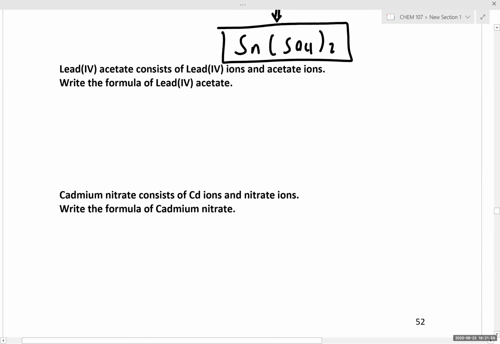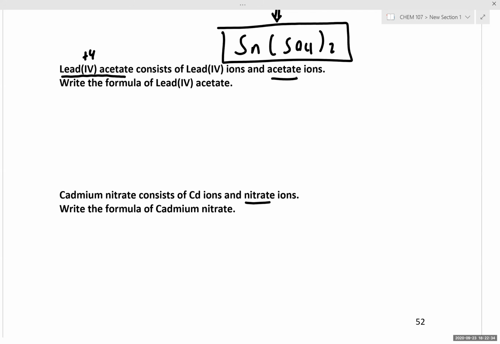So let's keep going and look at the following example. I'd like you to write the formula for lead 4 acetate, remember 4 plus, and cadmium nitrate. You're going to need to know your polyatomic ions to answer these questions. You can use your table of polyatomic ions, and this is a good way of studying and integrating the polyatomic ion names and formulas, because quite simply, the act of using a name and formula to solve a problem improves your retention of that name and formula.